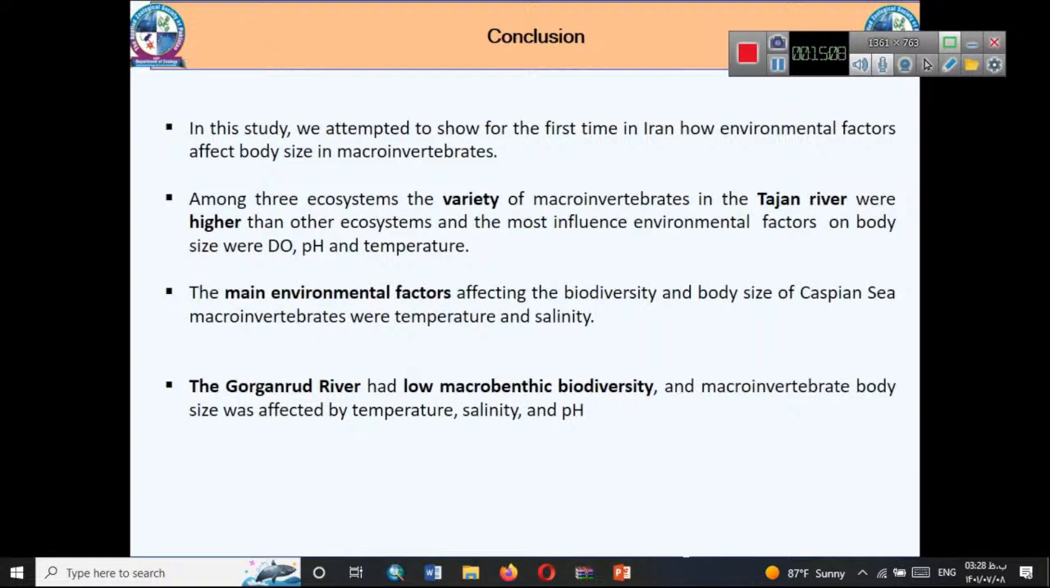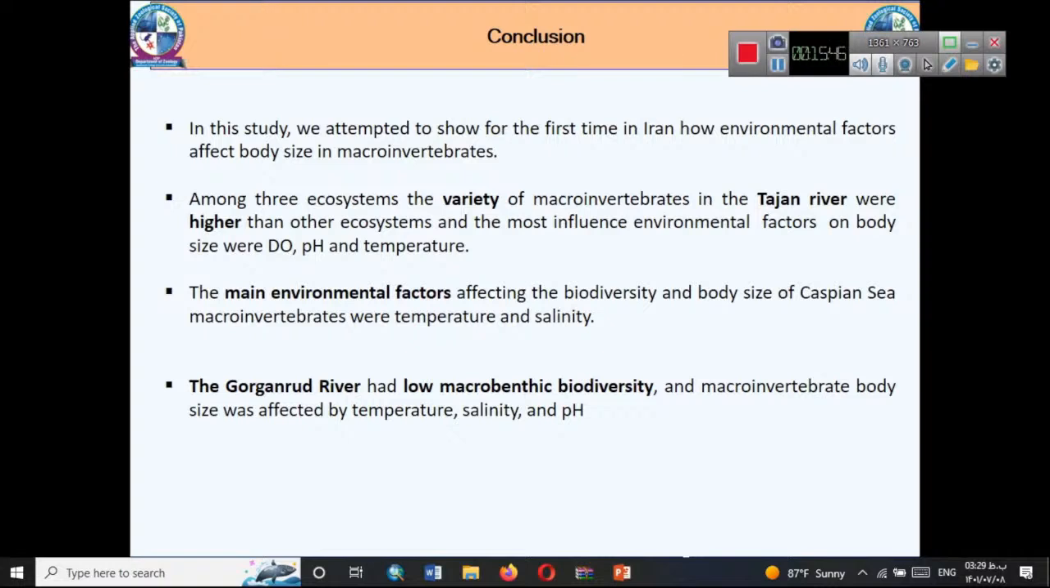Finally, we have the conclusion section. In this study, we attempt to show for the first time in Iran how environmental factors affect body size in macroinvertebrates. Among three ecosystems, the variety of macroinvertebrates in Tajan River were higher than other ecosystems, and the most influenced environmental factors on the body size were dissolved oxygen, pH, and temperature.